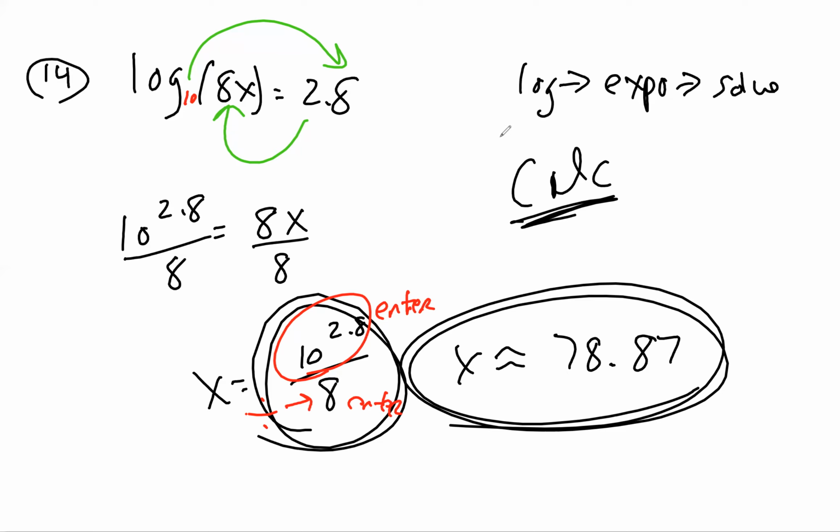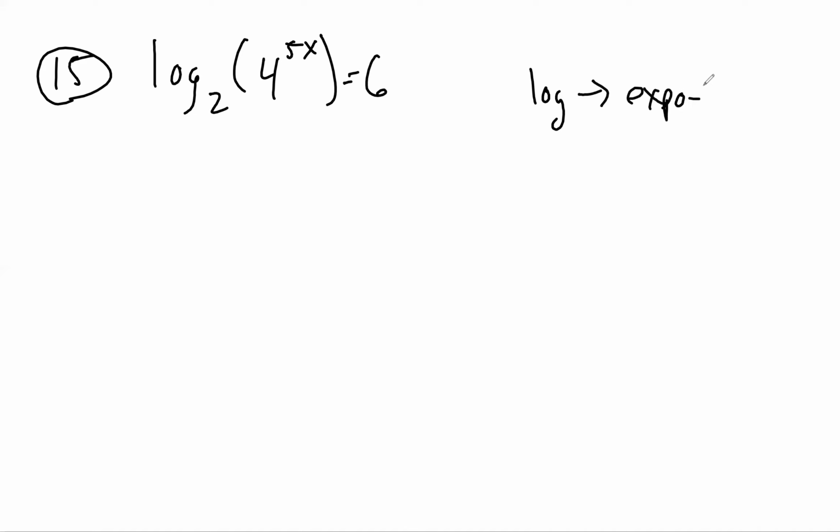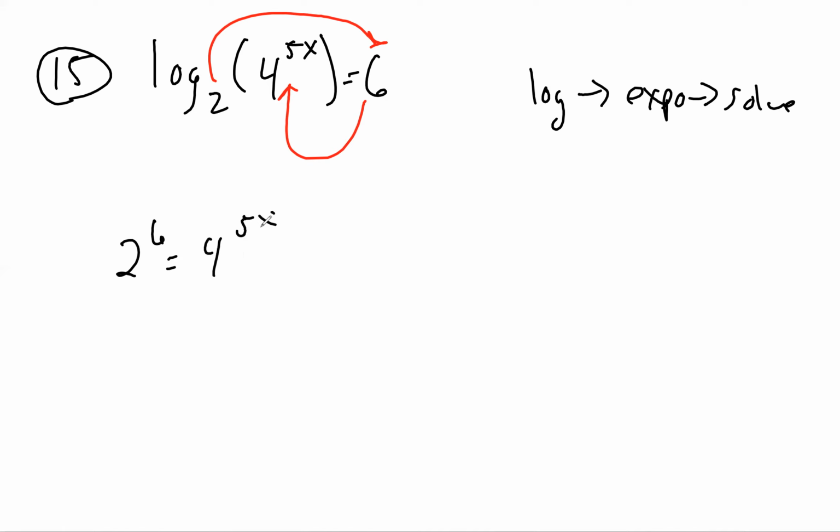Number 15. All right, so we have log base 2 of 4 to the 5x equals 6. We want to turn it into exponential form, and then solve. We draw our arrows from base 2 to 6, and then to the 4 to the 5x. We'll say, okay, well, 2 to the 6 equals 4 to the 5x.